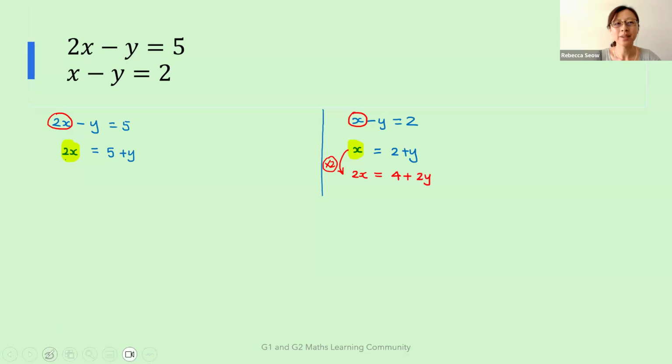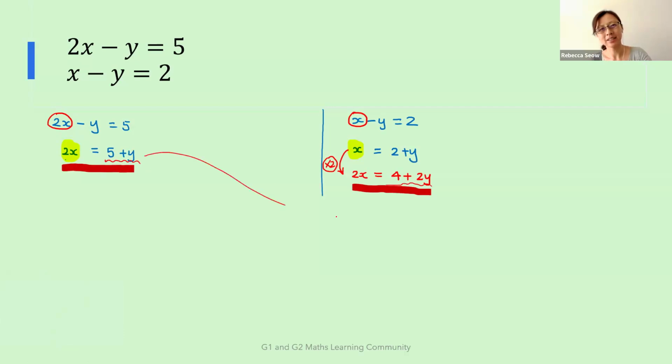Now, this is where you see that on both sides, I'll have 2x equals 5 plus y, and 2x again equals 4 plus 2y. So if both equations have got 2x on the left-hand side, then we could very well say that the right-hand side of the equations must be equal.